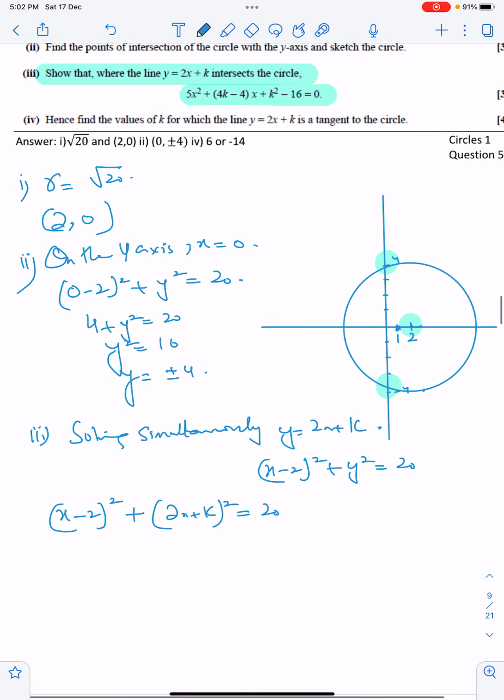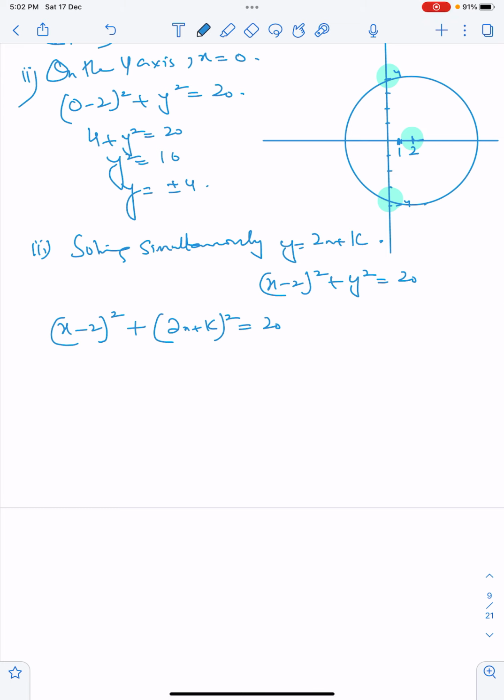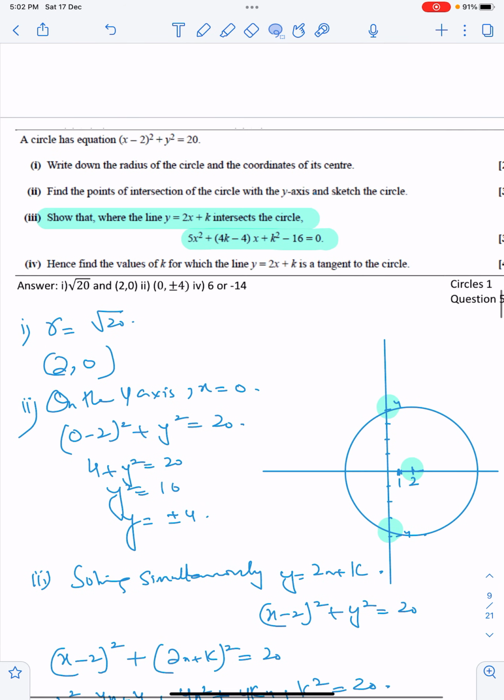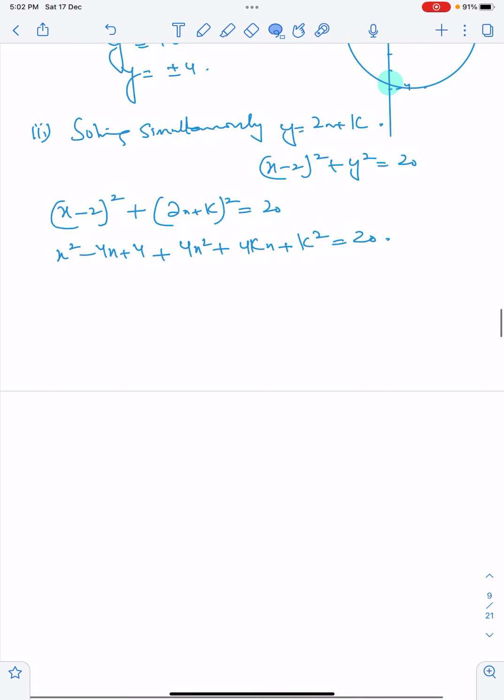I'm going to solve this, because they have also opened up the whole thing. So I'm going to open the brackets. x square minus 4x plus 4 plus 4x square plus 2 into 2, which is 4kx, plus k square equals 20. What I'm going to do is look at the equation which they have given me. They have kept 0 on that side.